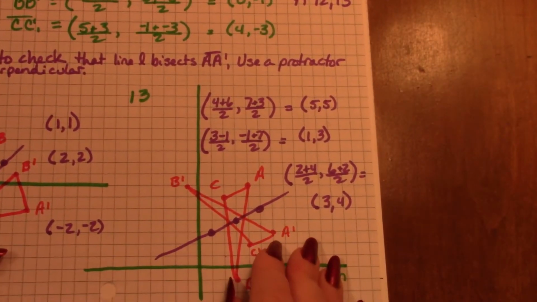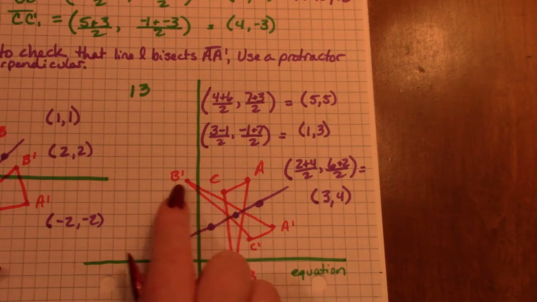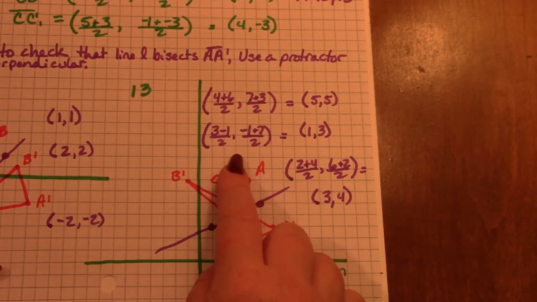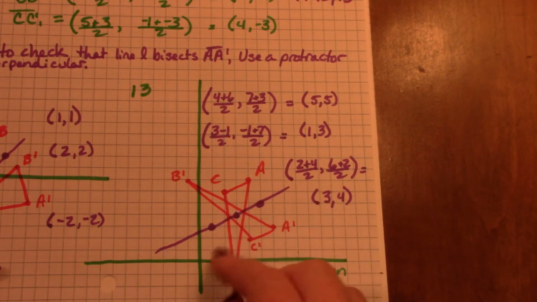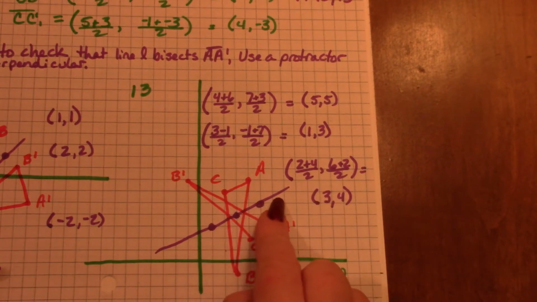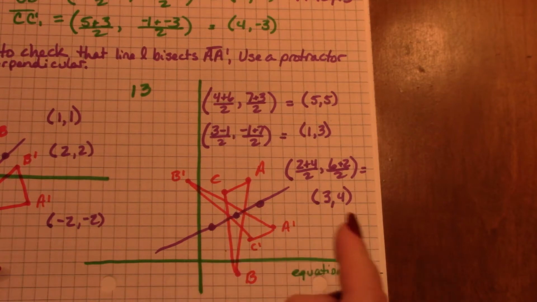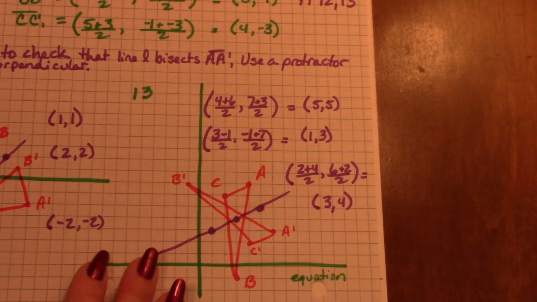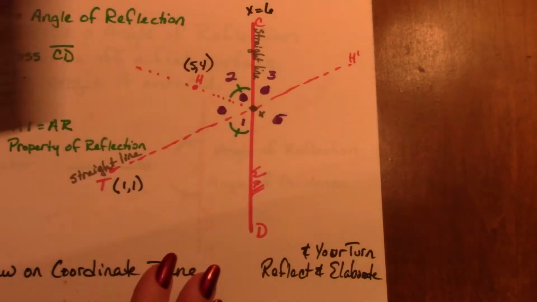With 13, because the points cross each other, we have A to A prime, B to B prime, C to C prime, which gives us this line of reflection here. Please let me know if you have any questions with this. We have one more section to go.